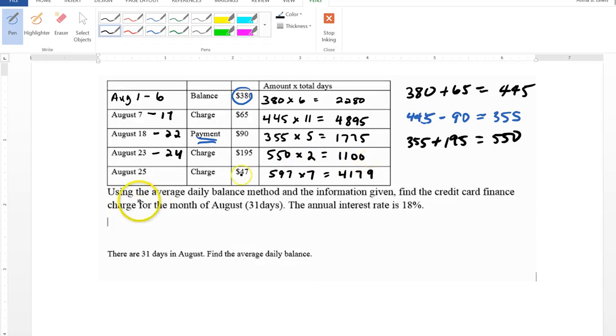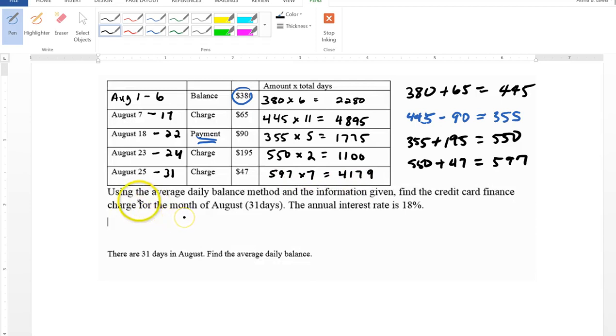And then finally we have another charge of $47. So we take the 550 and add $47, which is 597, from the dates of August 25th to the 31st, and that's a total of 7 days. So 597 times 7 days is 4,179.